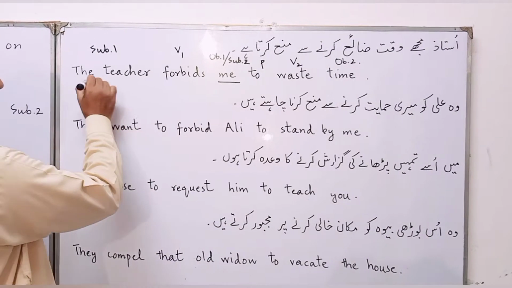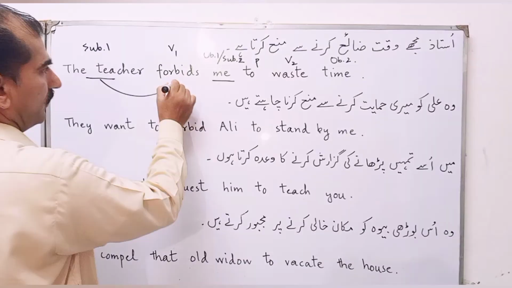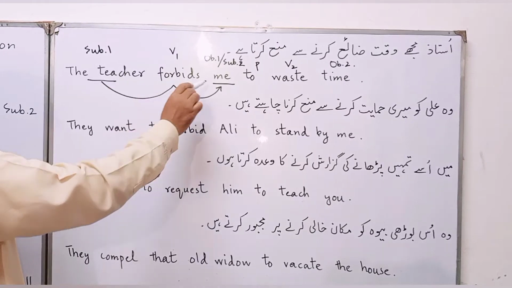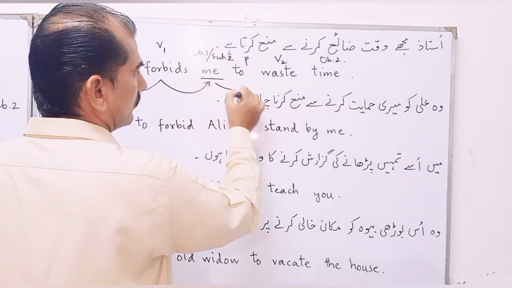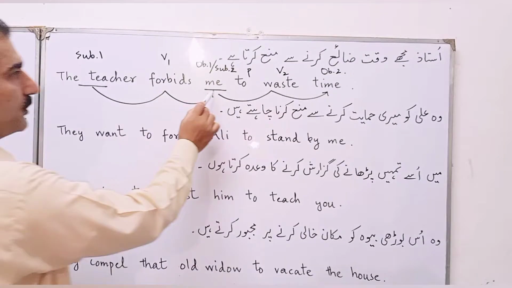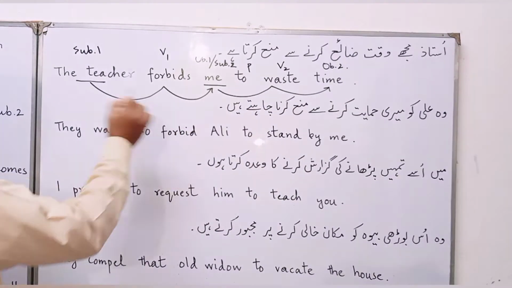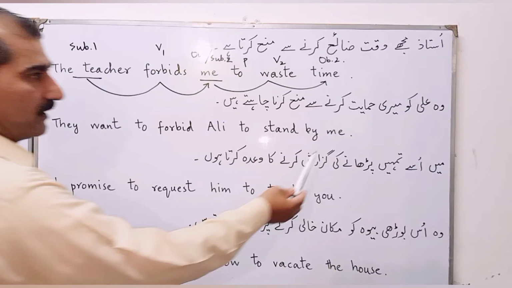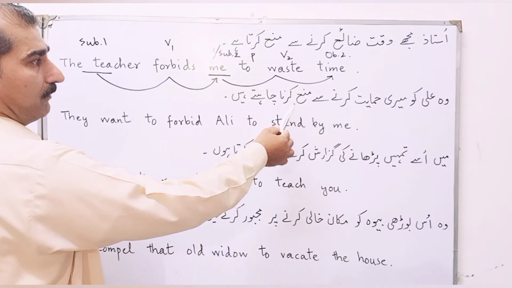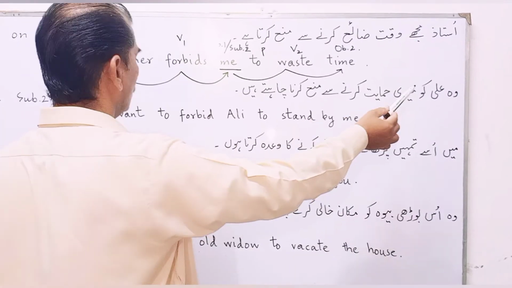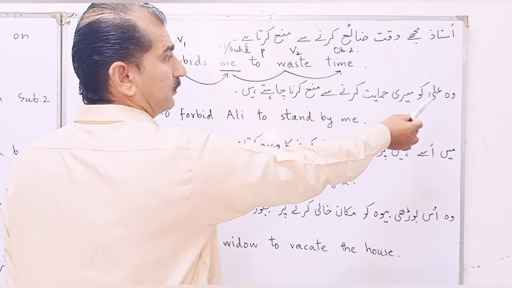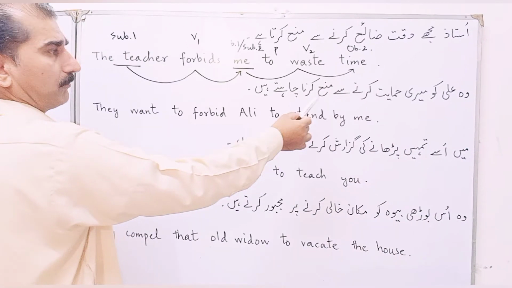The teacher applies this verb on me. The teacher forbids me, उस्ताद मना करता है मुझे to waste time. उस्ताद मुझे वक्त ज़ाया करने से मना करता है. Similarly, वो अली को मेरी हिमायत करने से मना करना चाहते हैं. वो कोई लोग हैं, जमा का सीगा हम इस्तेमाल कर रहे हैं, we are using plural pronoun. वो अली को मेरी हिमायत करने से मना करना चाहते हैं.